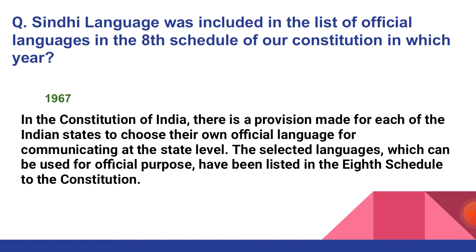The next question. The Sindhi language was included in the list of official languages in the Eighth Schedule of our Constitution in which year? Answer, in the year 1967. In the Constitution of India, there is a provision made for each of the Indian states to choose their own official language for communicating at the state level. The selected languages which can be used for official purposes have been listed in the Eighth Schedule to the Constitution.